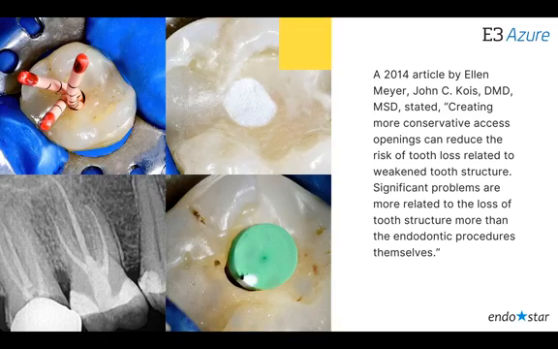What I just said is backed by this article from 2014 by Ellen Mayer. It stated that creating more conservative access openings can reduce the risk of tooth loss related to weakened tooth structure. Significant problems usually are more related to the loss of the tooth structure than the endodontic procedure themselves.